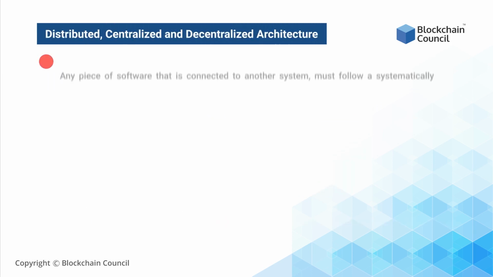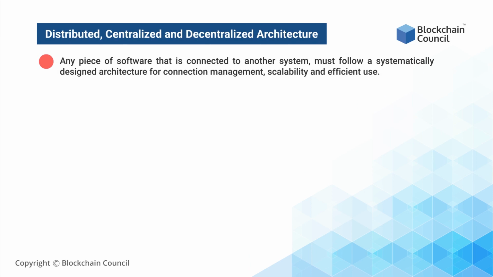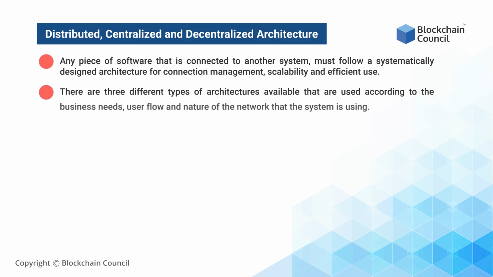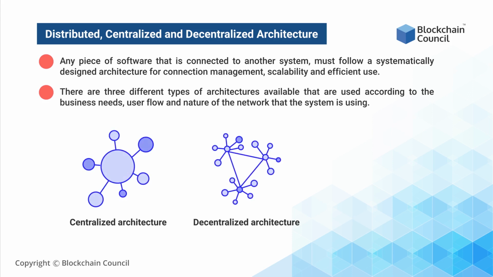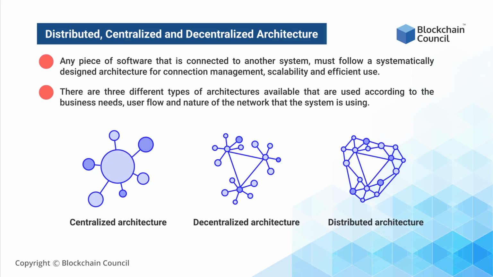Now let's learn about distributed, centralized, and decentralized architectures. Any piece of software that is connected to another system must follow a systematically designed architecture for connection management, scalability, and efficient use. There are three different types of architectures available that are used according to the business needs, user flow, and nature of the network that the system is using. The widely used and most popular network architectures are centralized architecture, decentralized architecture, and distributed architecture.